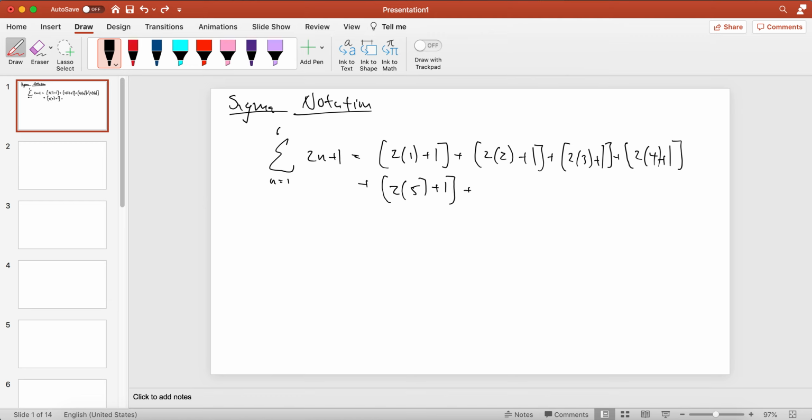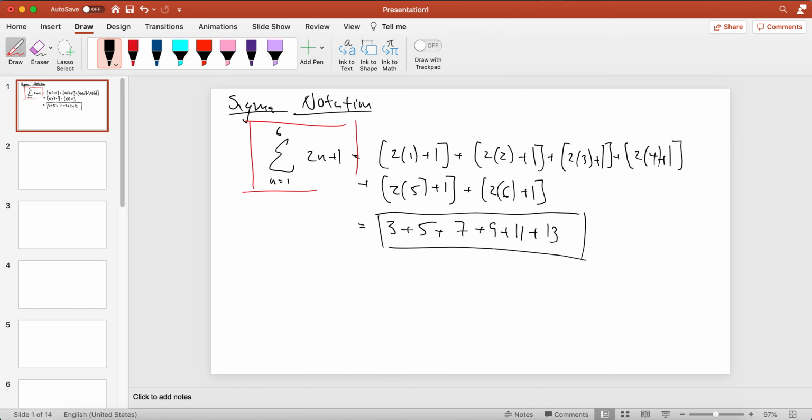Plus, so now that I've hit 6, that's when I know I'm going to stop. So 2 times 6 plus 1, and that's it. So this is just a nice notation for this, and this is 3 plus 5 plus 7 plus 9 plus 11 plus 13. This is just a nice compact way to write out this sum here, okay? These two are the same. It's just that this is a much nicer notation.